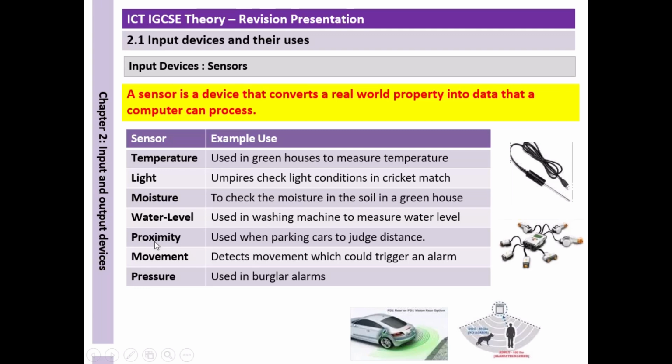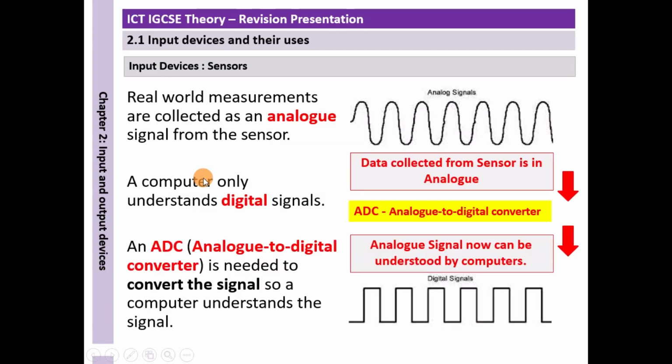And then we have got proximity, used when parking cars to judge the distance. Even mobile phones have got proximity. When you put it next to the ear, the light goes off. When you pull it out, the light comes back. And then we have movement, which detects movement and can trigger an alarm. This is good for security. And then you have got pressure, used in burglar alarms also. So all these are devices that can be used as input devices.